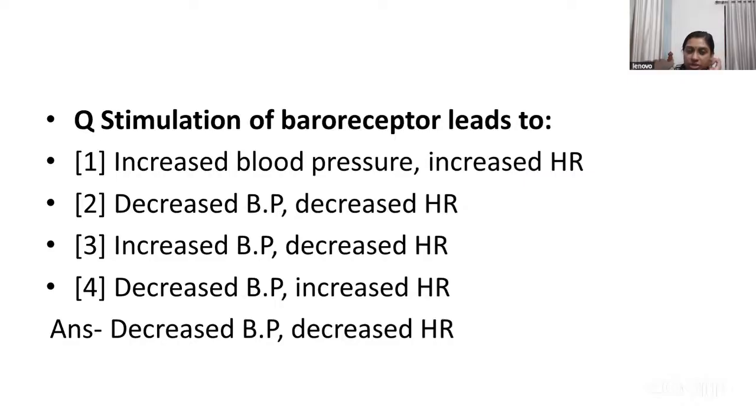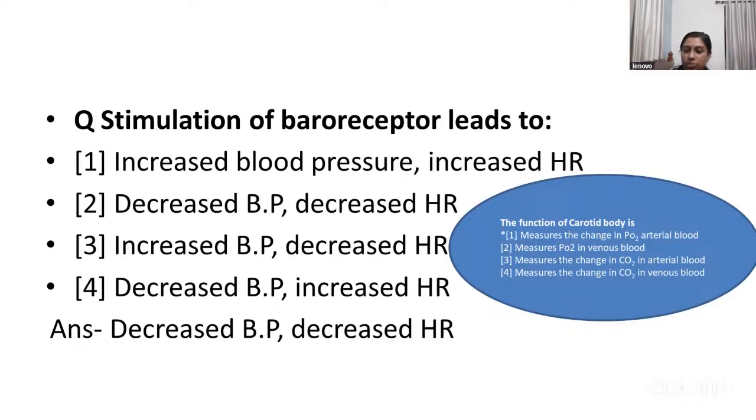Now coming to the next question, stimulation of baroreceptors leads to. The answer is already there: decreasing BP, decreasing heart rate. When the pressure is increased, the baroreceptors or the pressure receptors appreciate that particular situation and send the response to the higher centers. So it will reduce the BP and reduce the heart rate. That's a function of baroreceptors.